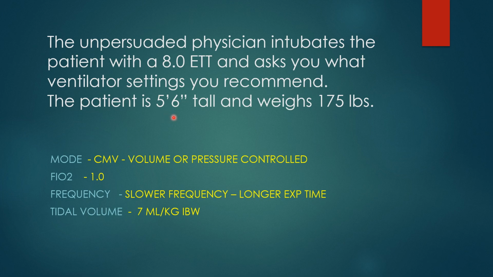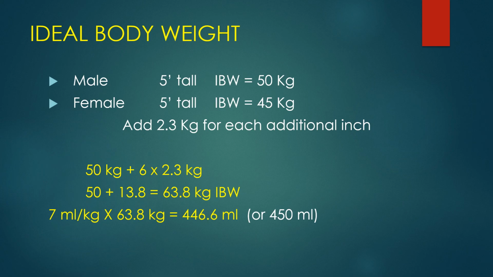So he's 5'6". What tidal volume would this patient get if we give him 7 mLs per kilogram ideal body weight? Well, remember earlier in a previous presentation, we talked about ideal body weight. Remember, a male patient 5 feet tall has an ideal body weight of 50 kilograms. A female 5 feet tall has an ideal body weight of 45. Actually, it's 45.5, but mostly we just use 45. And then we're going to add 2.3 kilograms for every additional inch.